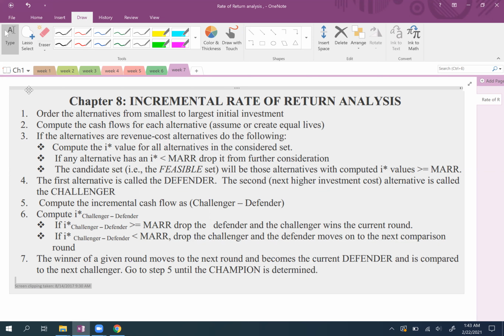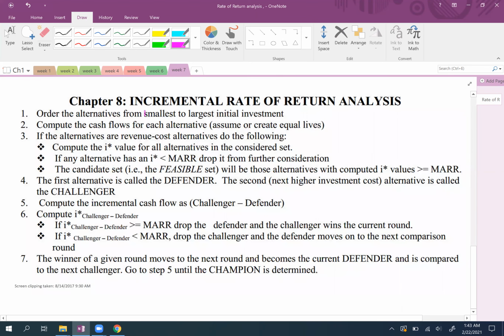So this procedure starts with step one. Step one says order the alternatives from smaller to larger initial investment. So be careful. You have to sort them from the smallest to the largest initial investment. Then you need to compute the cash flow for each alternative. Assume or create equal lives. If they don't have equal lives, you can create them. We have learned that we can create or repeat the projects following the LCM approach.